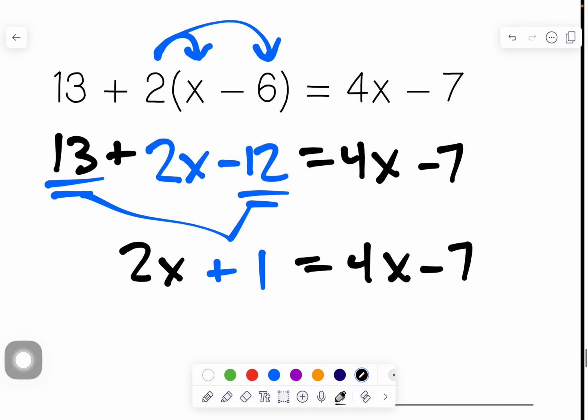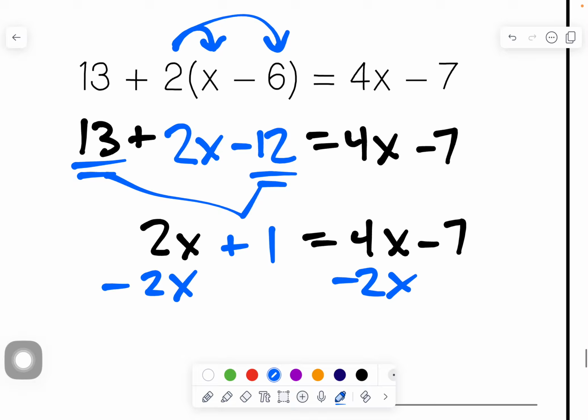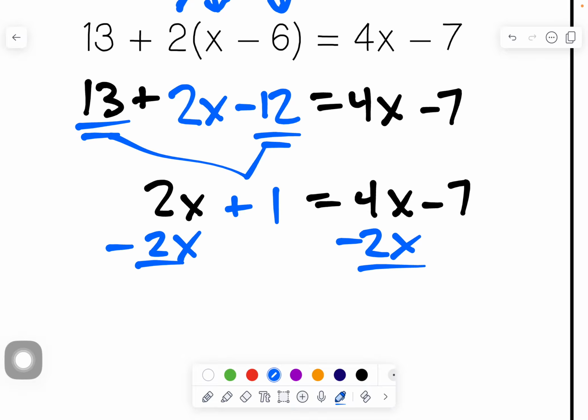Now, some of you are sharp enough that you'll figure out when I see my x's are different on each side, then I'm not going to get a special situation. When I move my variables to the same side, that's the next step. Okay, I end up getting 1 equaling 2x minus 7. Nothing special about this problem.